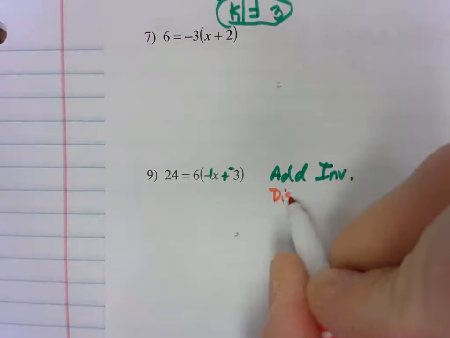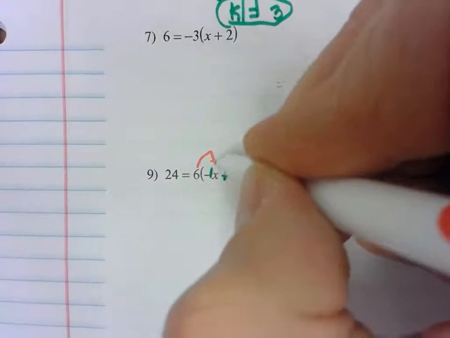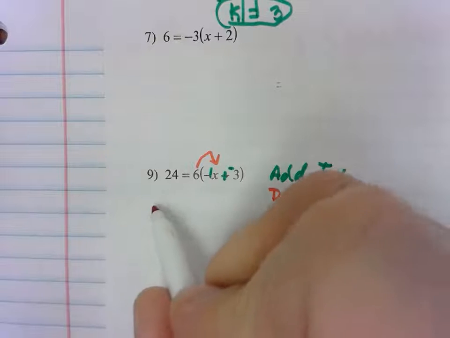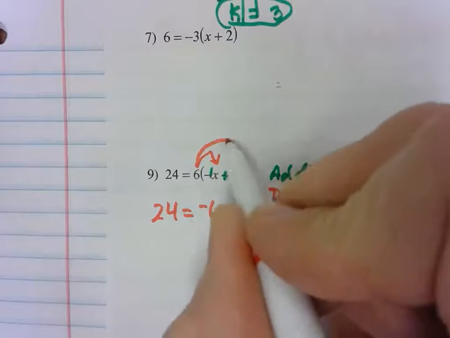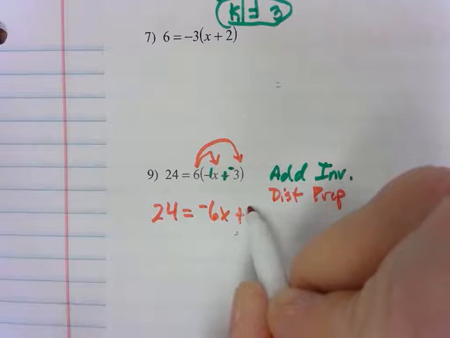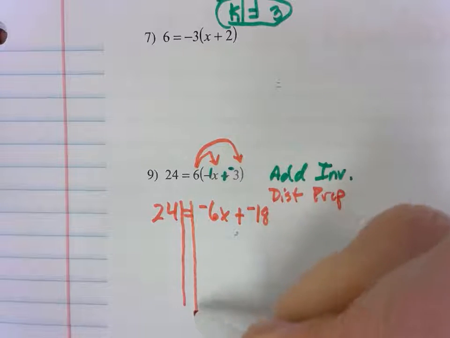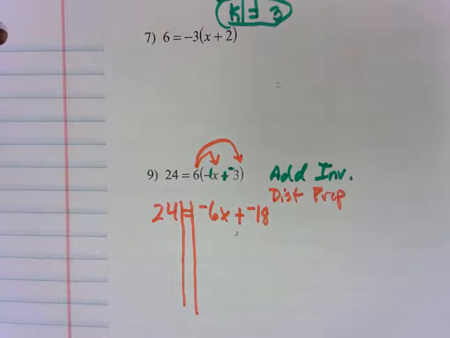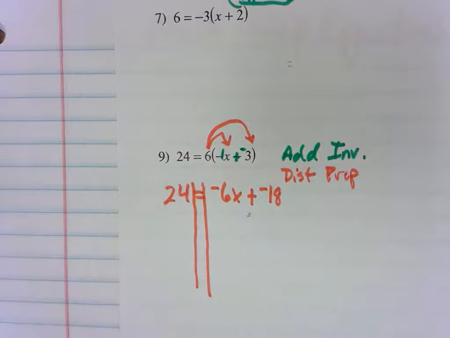And then my second step is the distributive property. So I'm going to do 6 times negative x, which would give me 24 equals negative 6x. And then negative 6 times negative 3 would give me negative 18. This time I'm going to leave it this way and we'll work it out of order, okay? Now I know you're not used to seeing them. 6 times negative 3 gives you negative 18.